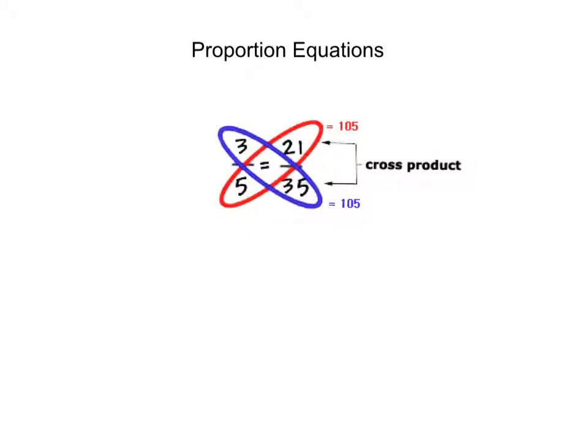Hello. Tonight our lesson is on proportion equations. Recall that a proportion is when you have two ratios, two fractions, that are equal to one another. In this case, the cross products of proportions are equal to one another. Therefore, we're going to use this characteristic of proportions to help us solve proportion equations. The way to do that would be to cross multiply in order to eliminate the fractions.